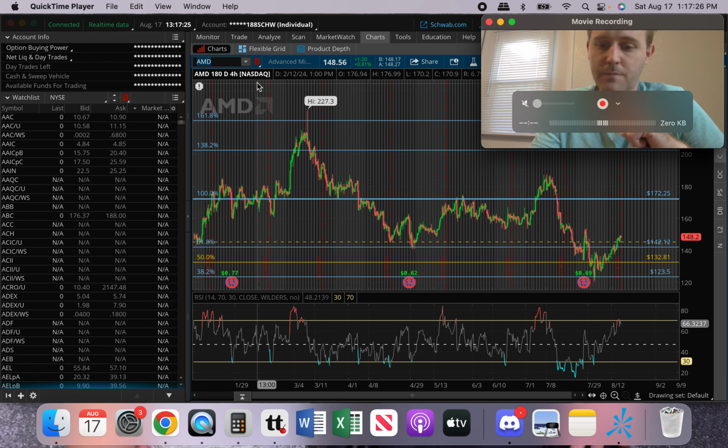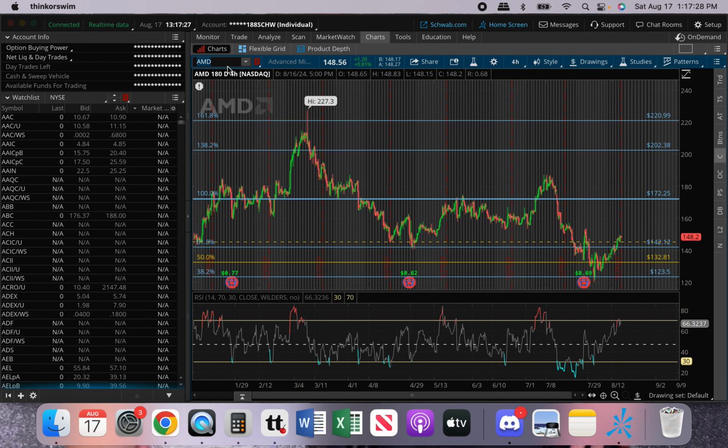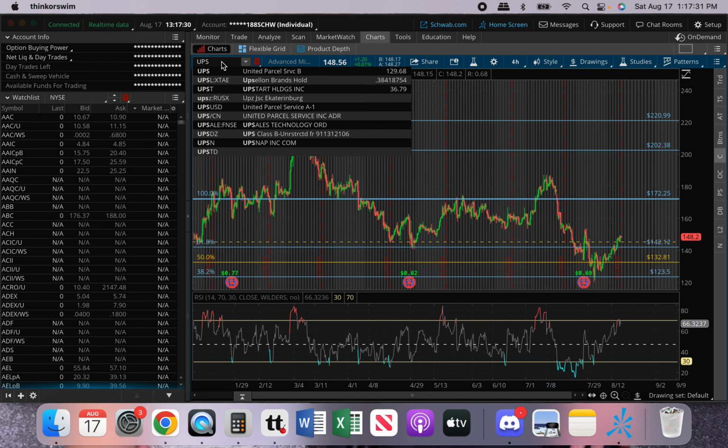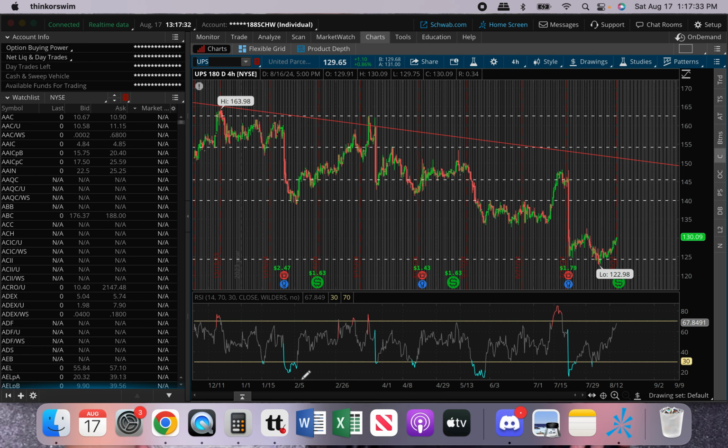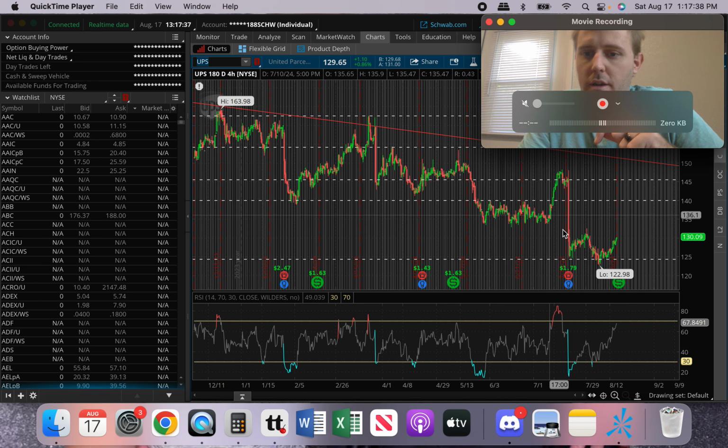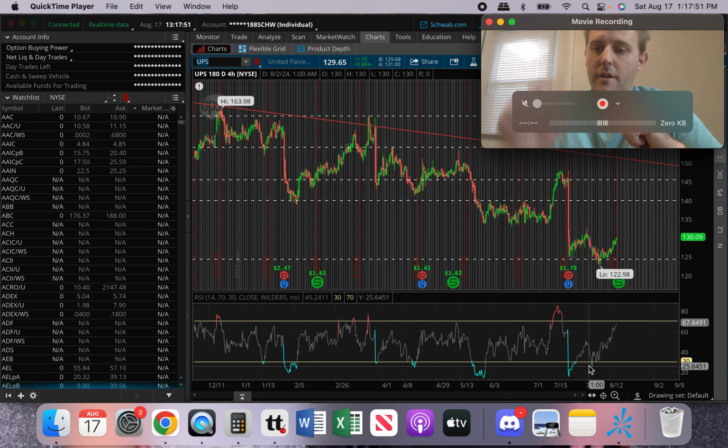Let's jump over to UPS. Here we go over at UPS. UPS here on the chart, and again, bullish divergence looks like it is happening just ever so slightly, not as prominent as you can see with AMD, but still a little bit of the confidence to put on the trade. And for me, I like to trade put credit spreads, so this is something that I was confident in.